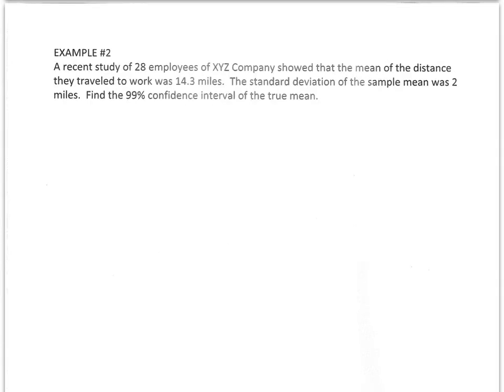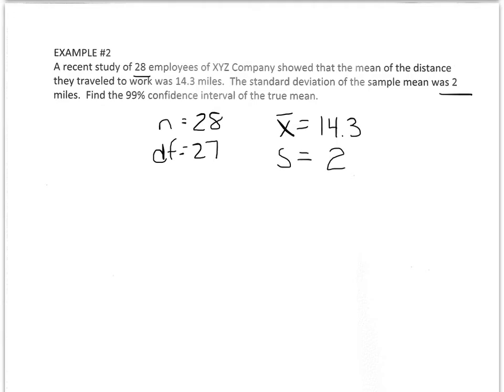So the second question. Sample size of 28, which means my degrees of freedom is 27. I have an x-bar value of mean of 14.3 and a deviation from the sample of 2. 99% confidence. So go back to your table. Find the two-sided at 99%. Work down to 27 degrees of freedom. And the value you should see is 2.771.